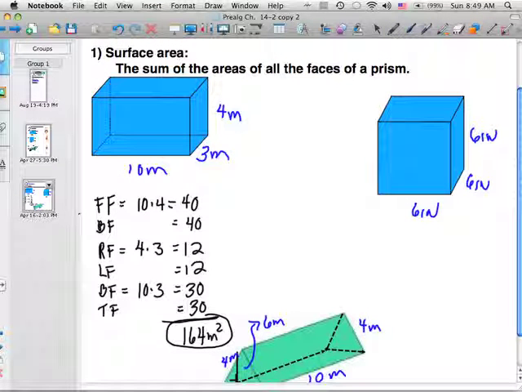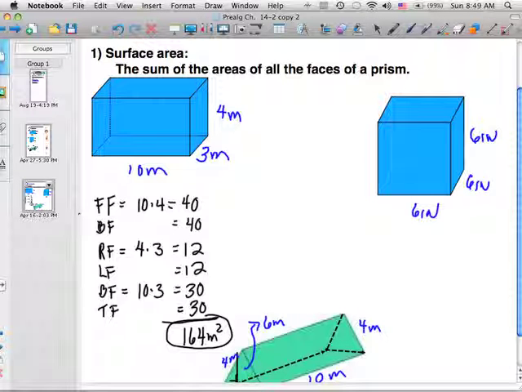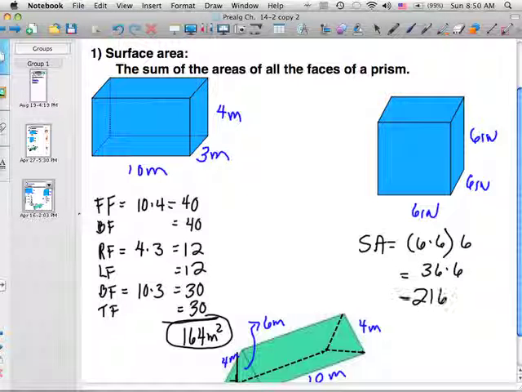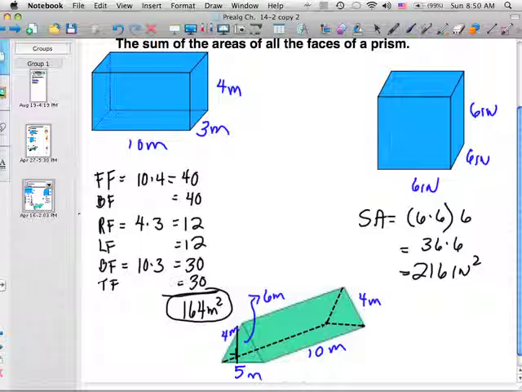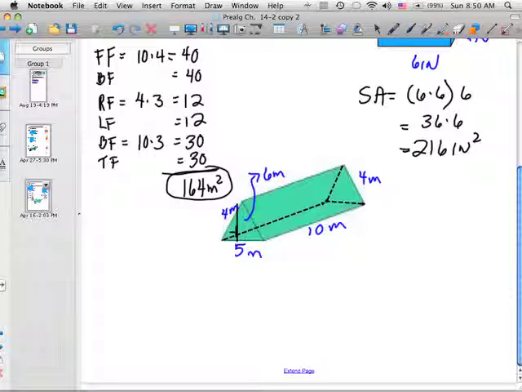The cube, the second example over here, the cube is a special rectangular prism. All the faces are the same, so if I want the surface area, I'd find the area of one face, which is 6 times 6, and times it by how many faces I have there, which are 6 faces. So it's going to be 36 times 6, which is 216 inches squared. So for a cube, you always take the area of one face and times it by 6, because there are 6 faces.